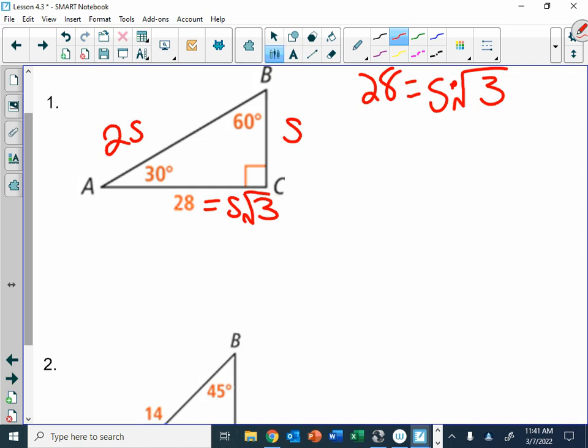Okay? I want S. So how do I get S all by itself? Divide by square root of 3. So divide both sides by the square root of 3. This is where your calculator is going to come in handy. 28 divided by the square root of 3. You're going to get a nasty fraction. Leave it as a fraction.